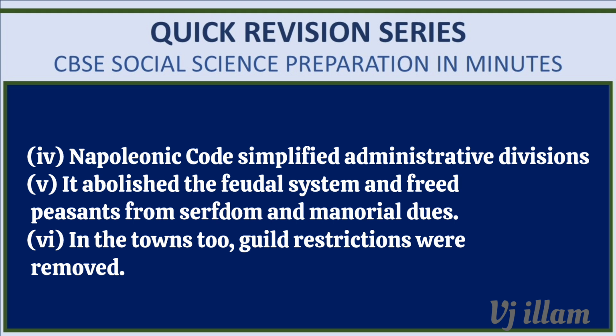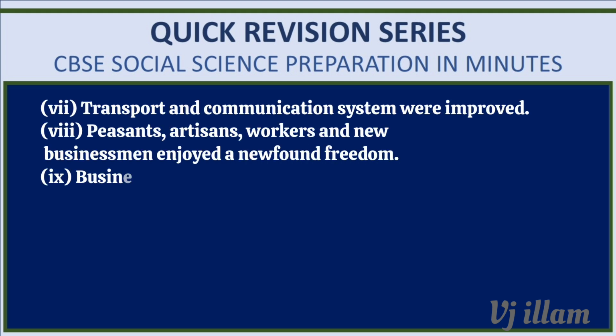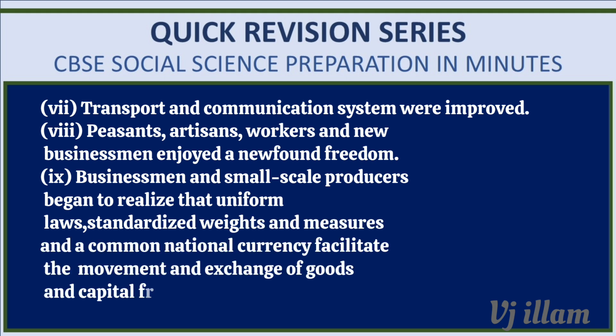Guild restrictions means in the old rules there was control over the trades, so all those were removed. It gave freedom in fixing the prices, production, everything, and everyone was allowed to trade. That is what is called guild restrictions. So next, transport and communication systems were improved. This is very direct. The whole environment got improved, the infrastructure, transport and communication. The peasants, artisans, workers, and the new businessmen enjoyed a newfound freedom. So everyone was free from the pressure of the nobles and the pressure of paying high taxes, work and taxes.